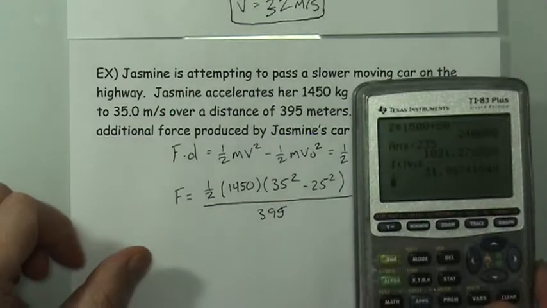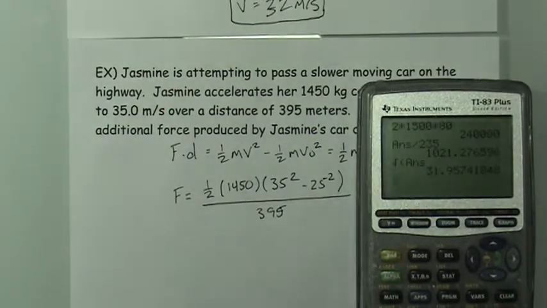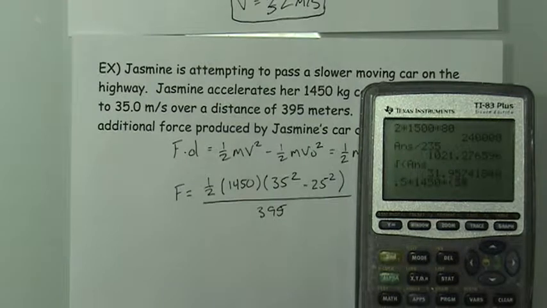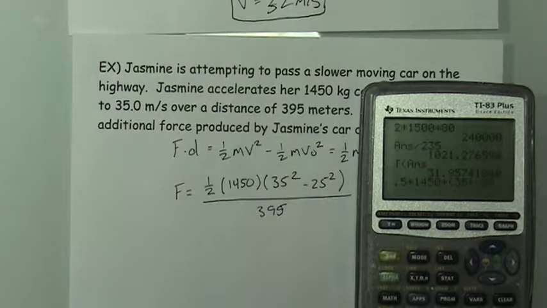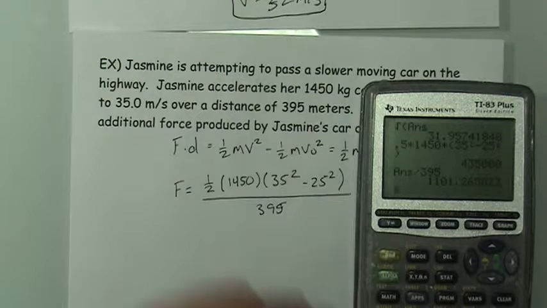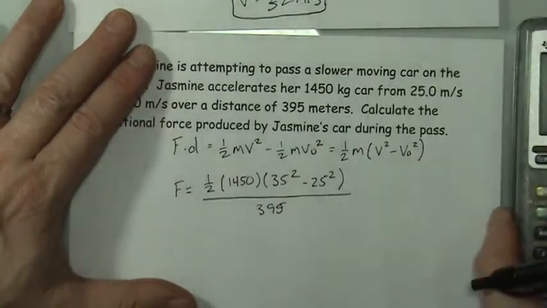So we'll bring in the calculator and we'll just go ahead and do this all at once. 0.5 times 1450 times the quantity 35 squared minus 25 squared, and we'll divide by 395. So we end up with about 1100 newtons.